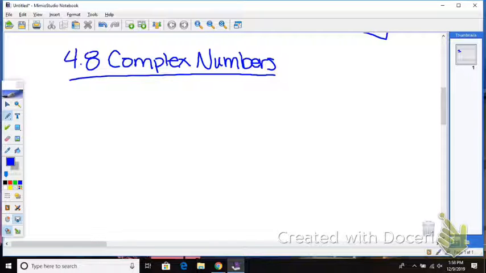So, when you have the square root of 25, we know what the square root of 25 is, because 5 times 5 is 25. But what if I had the square root of negative 25? Can you find two numbers that are the same that multiply to give you negative 25? No. The only way to get negative 25 is 5 and negative 5, and 5 and negative 5 are not the same number. So when you have a negative underneath the radical, it becomes imaginary.